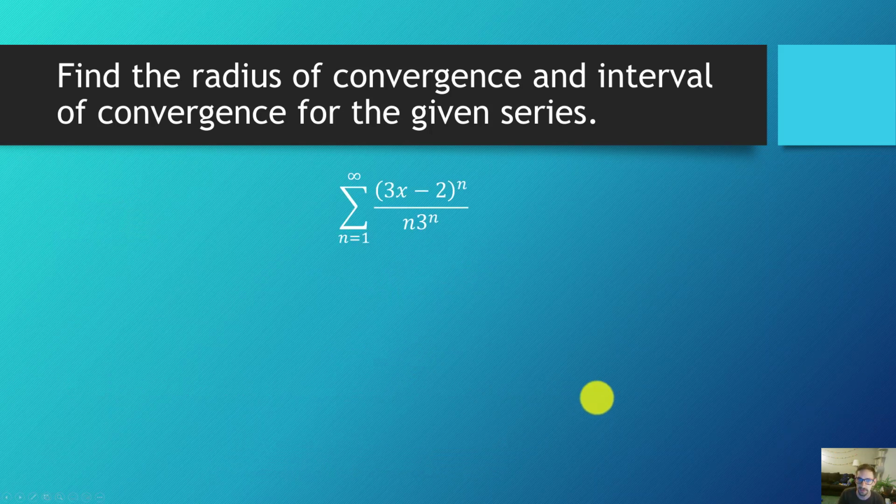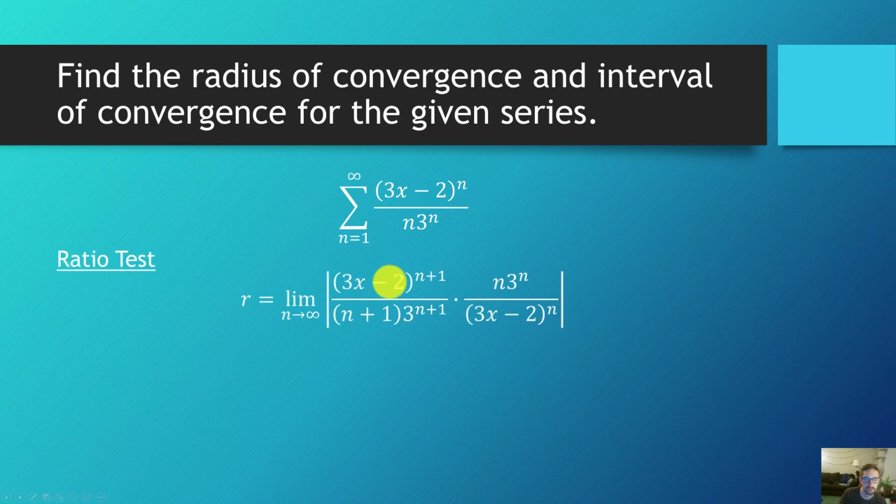Awesome. Let's take a look at another one. This one is a little wackier. (3x minus 2) to the n over n times 3 to the n. But, like I said before, we start the same way every time, by the ratio test.